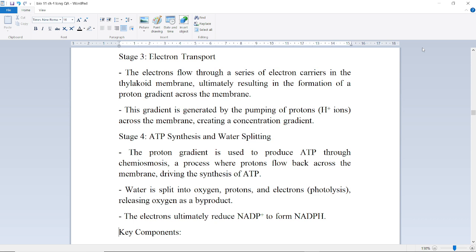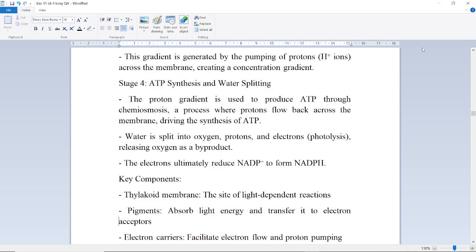The proton gradient is used to produce ATP through chemiosmosis, a process where protons flow back across the membrane, driving the synthesis of ATP. Water is split into oxygen, protons, and electrons, photolysis, releasing oxygen as a byproduct. The electrons ultimately reduce NADP+ to form NADPH.